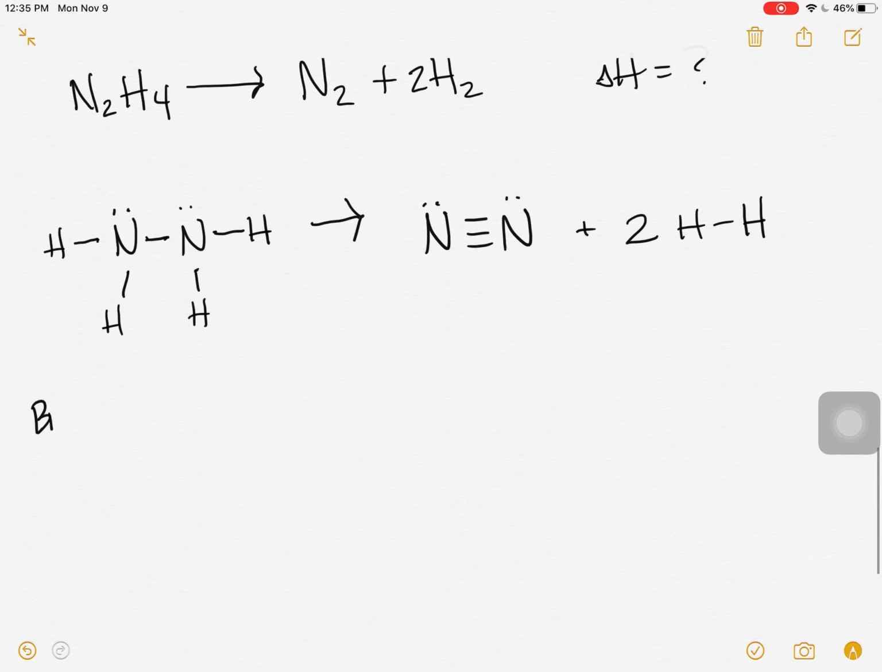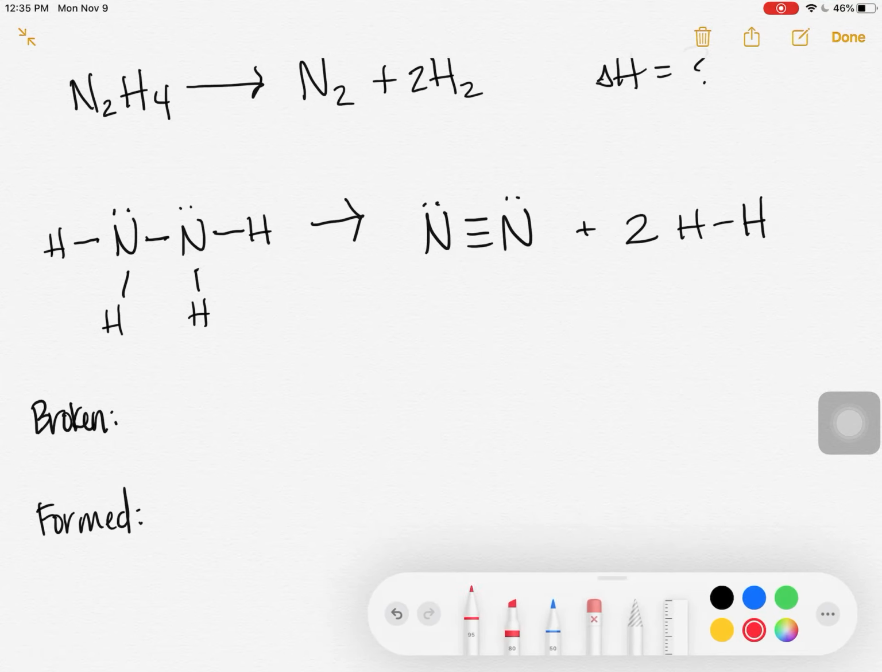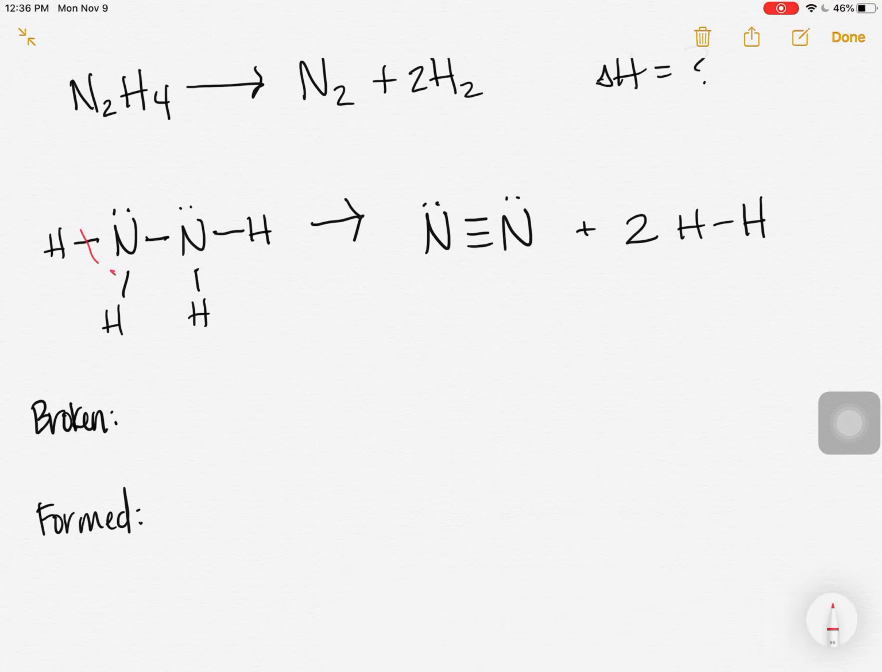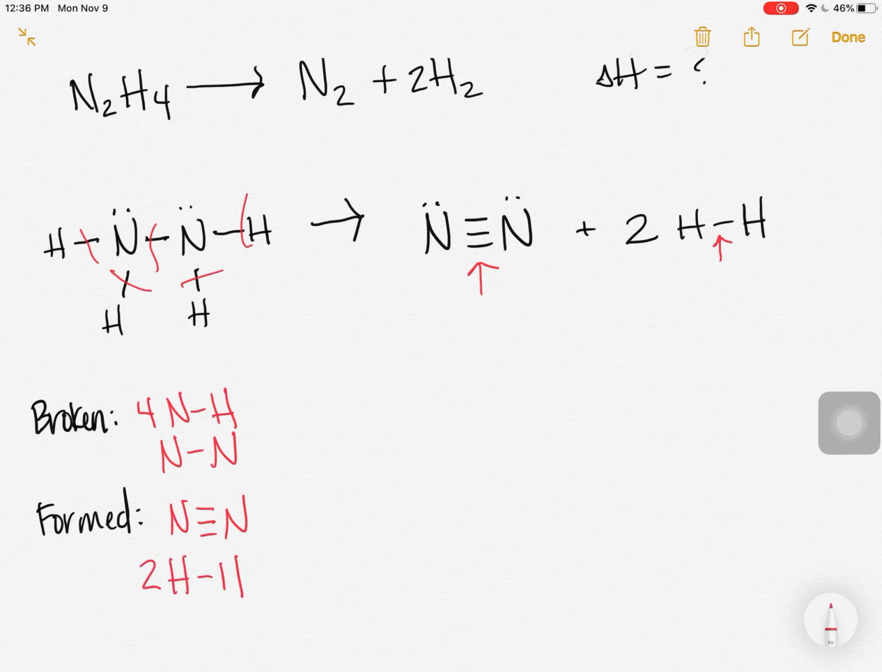Okay. So again, broken, formed. So what did we break? Well, we broke 4 NH bonds, and we broke a nitrogen single bond, and then we formed a triple bond between the nitrogens, and we formed 2 hydrogen single bonds. So broken minus formed.